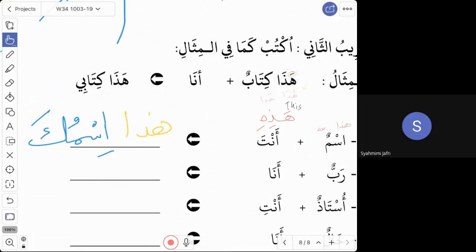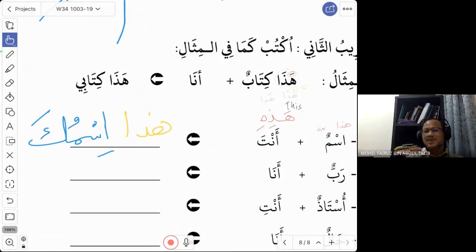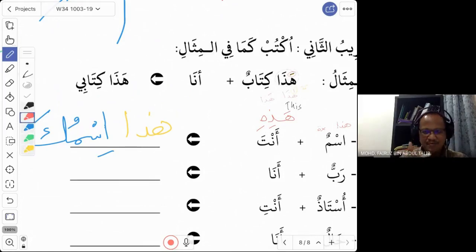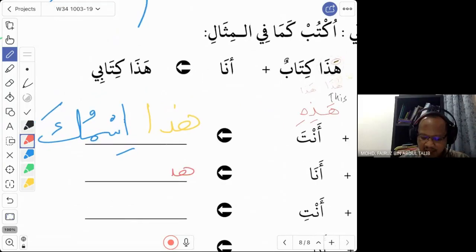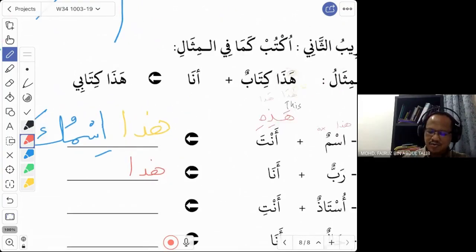Haza Rabbi. So Syamimi said Haza Rabbi. Let us check. First we say Haza. Why is that Haza? Why not Hazihi? You are referring to which word? To Rob or to Ana?